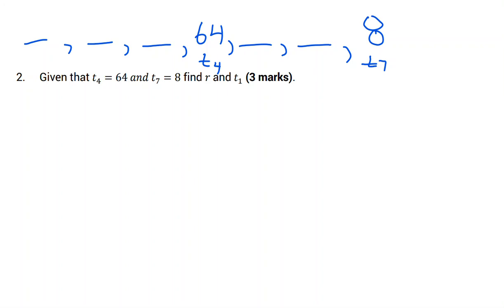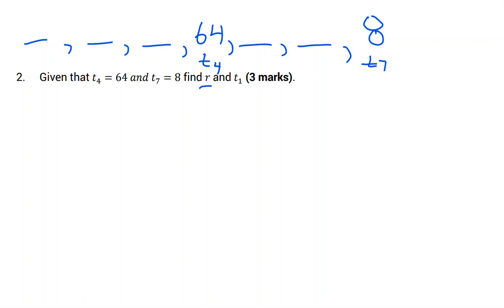Here's a little help getting started with question number 2. In this question, we're told that term 4 is 64 and term 7 is 8. So that means the numbers are getting smaller. This is also in the geometric sequences section, so we know that it's a geometric sequence. We know that also because we're told to find the R value and not the D value.